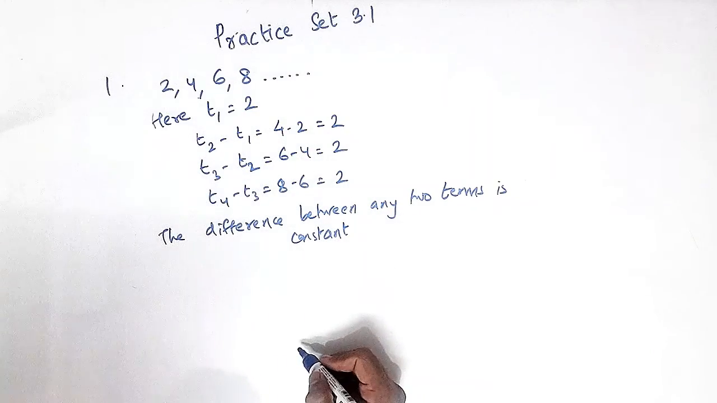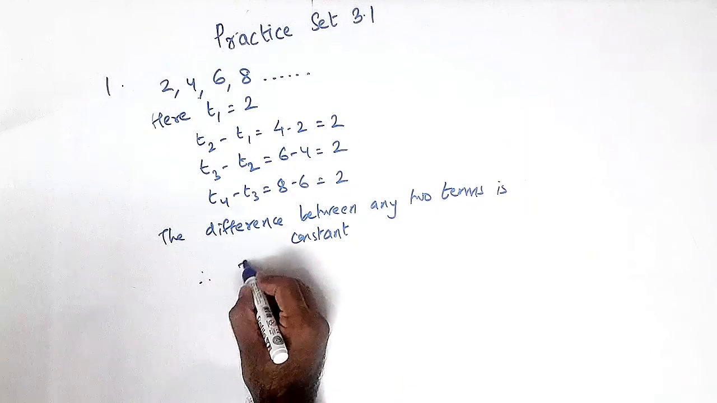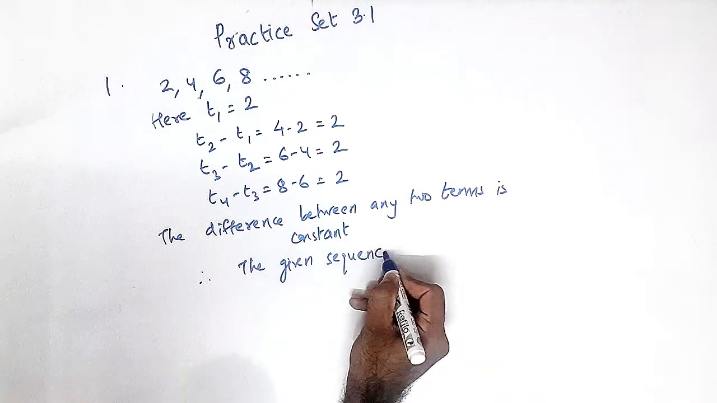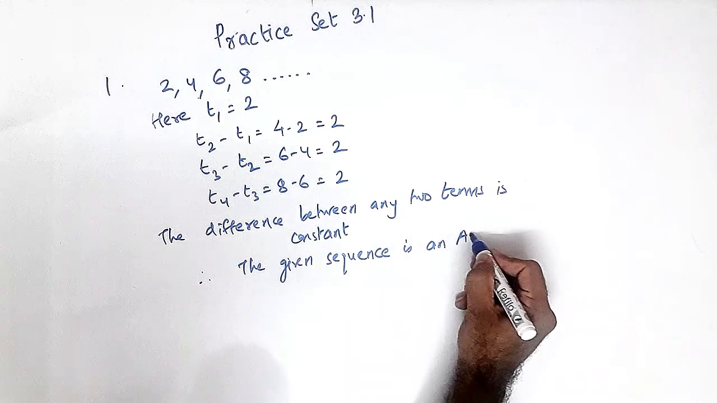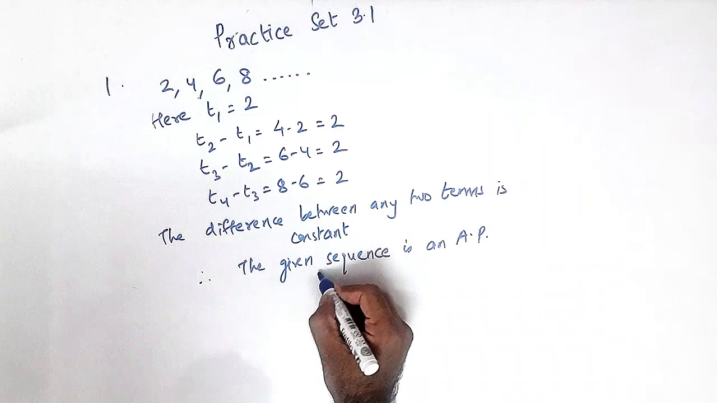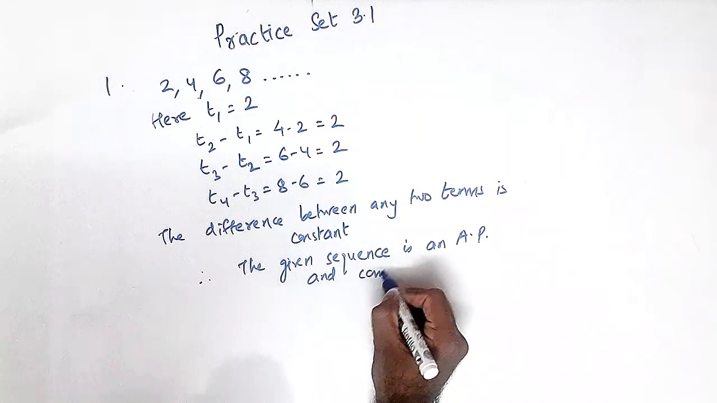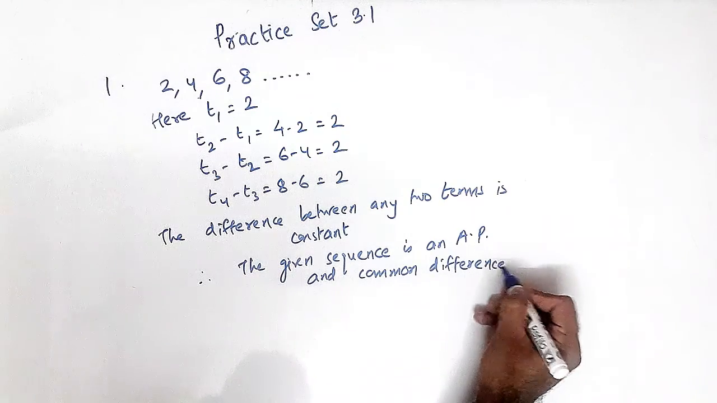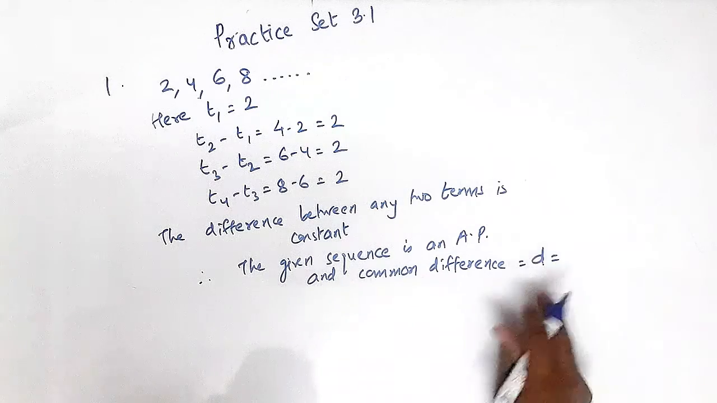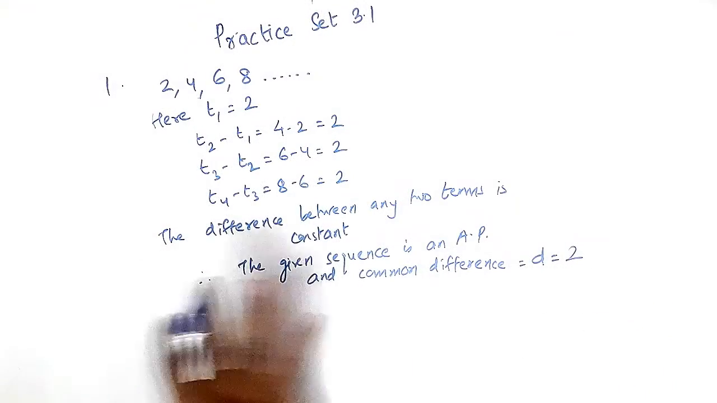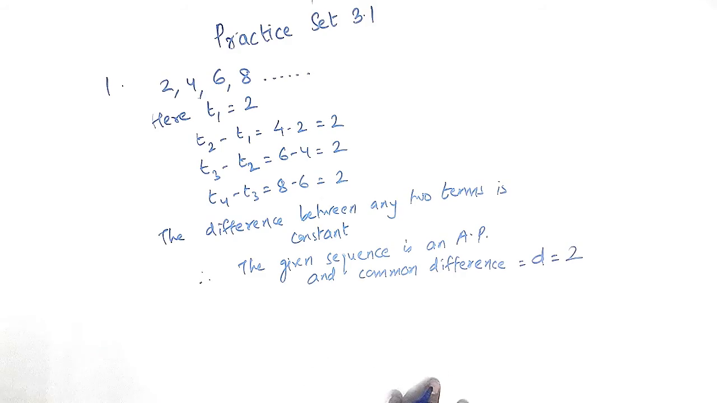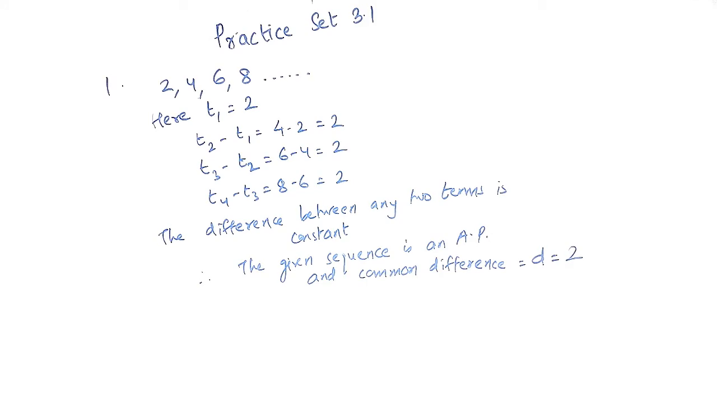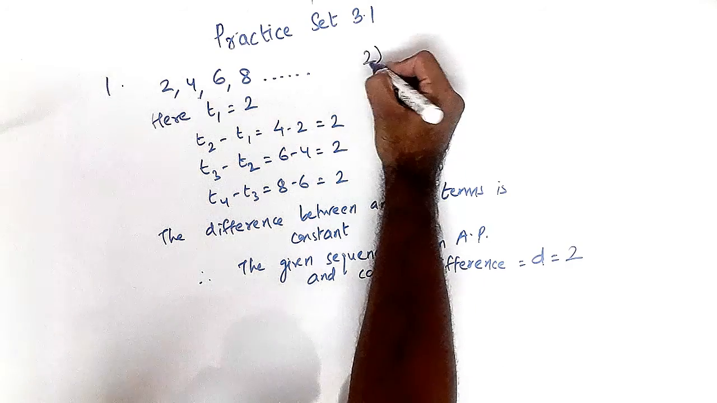Therefore the given sequence is an AP, it is an arithmetic progression, and common difference, we indicate common difference by the letter D. D is equal to 2. So when you find the common difference constant in any sequence, it is an arithmetic progression. So let us see second one.